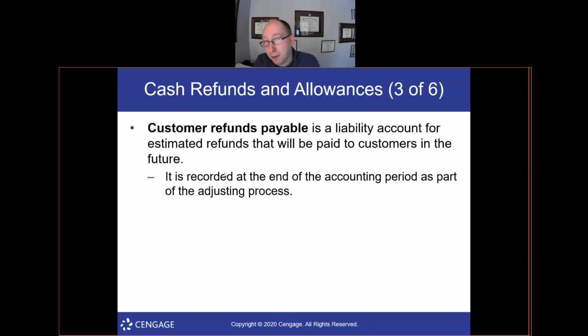Customer refunds payable is a liability account. It estimates the refunds that will be paid to customers in the future. Companies will estimate that a certain amount of refunds will happen. It's normal in business. Let's say we sold a couple million dollars' worth of sales, and we expect that 2% of whatever we sold will be returned to us for whatever reason. The customer didn't like it, it's damaged, it's defective. So that estimated amount is called customer refunds payable. It's a liability account.